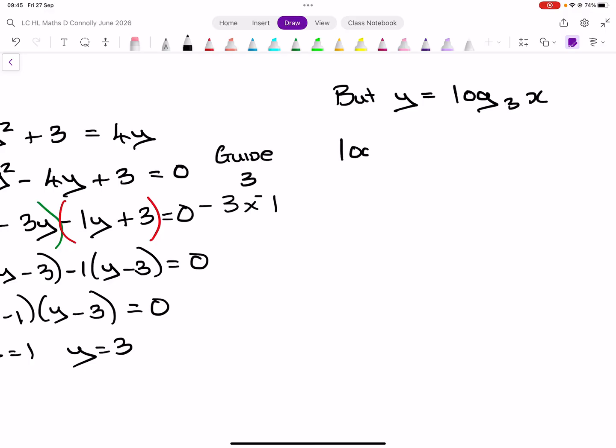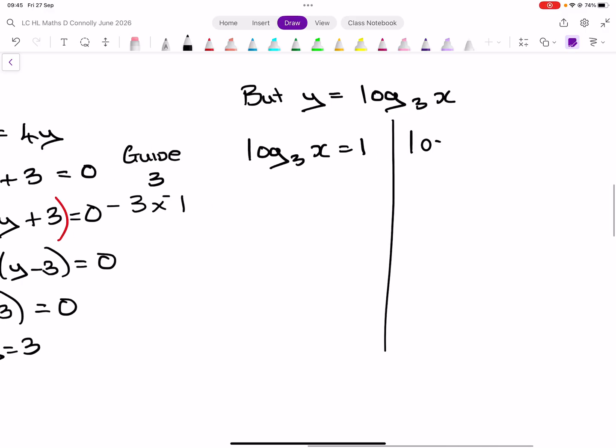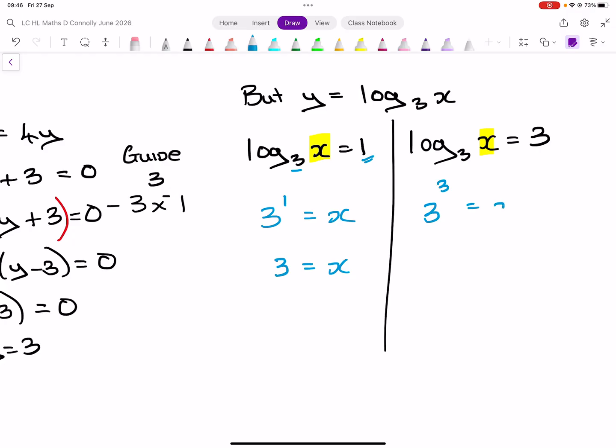So I get log to the base 3 of x equals 1, and log to the base 3 of x equals 3. Again, the unknown, or the variable, is in the argument, so I need to switch to indices. The base of the log is the base of the index, the power, or the answer, becomes the power, and that equals x. So x is 3, and on this side, 3 cubed equals x. So x is 27.